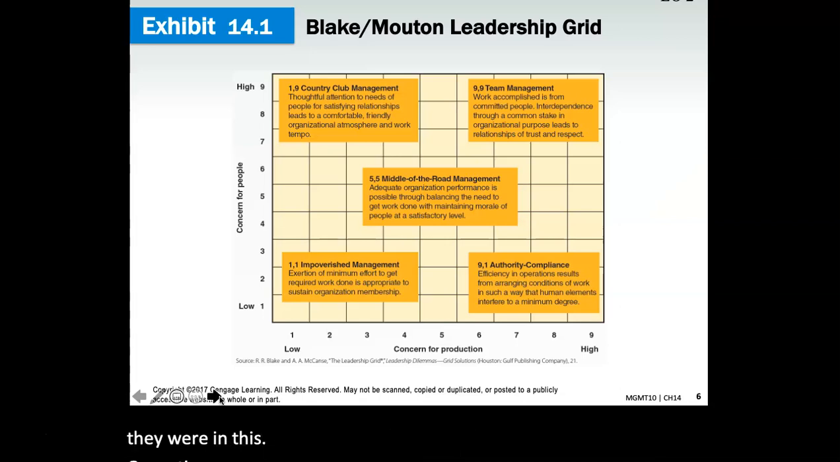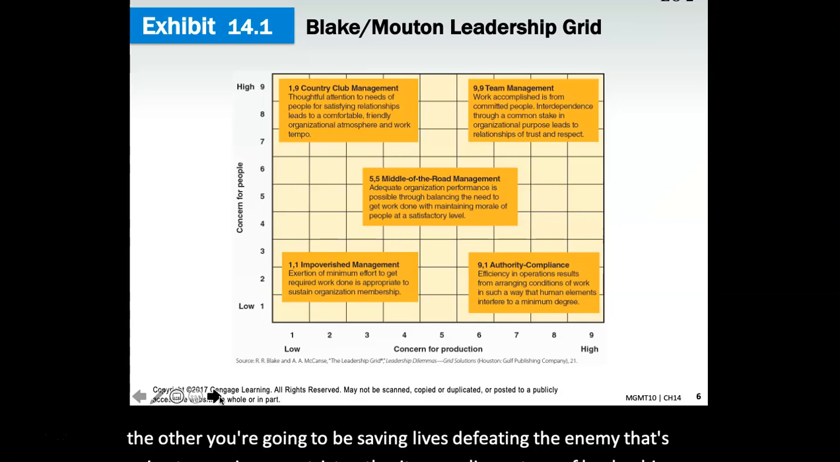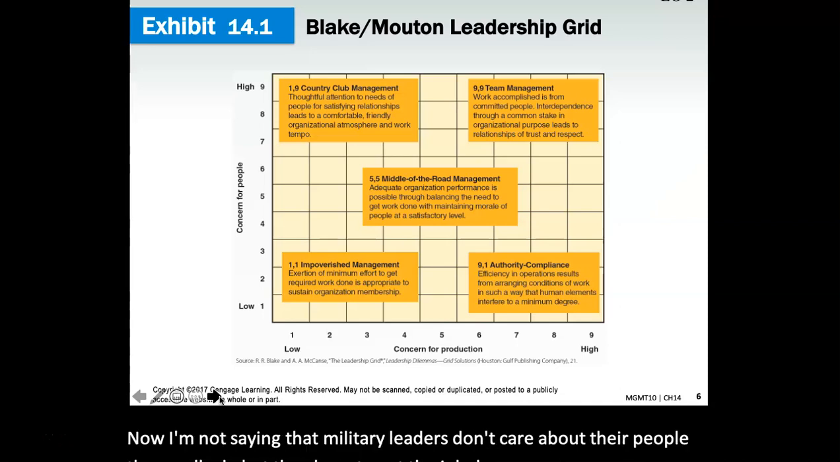I'll give you an example of where you might find that, though. You might find that in the military, because in the military it's an absolute necessity that something get done, or the battalion move from one direction to the other. You're going to be saving lives, defeating the enemy. That's going to require a very strict authority compliance type of leadership. Now, I'm not saying that military leaders don't care about their people. They really do, but they have to get the job done. And they're not worried about hurting someone's feelings or making someone feel good. They want to save lives and make sure that the job gets done.